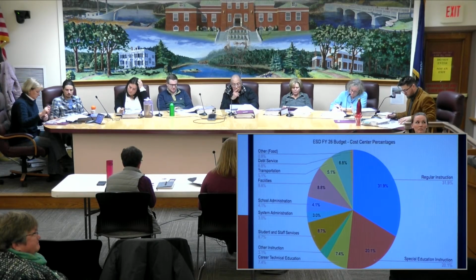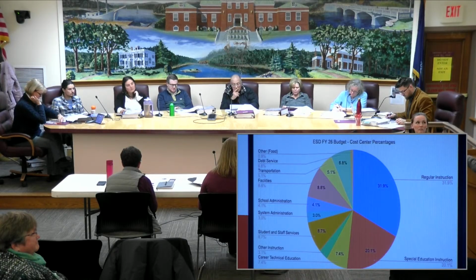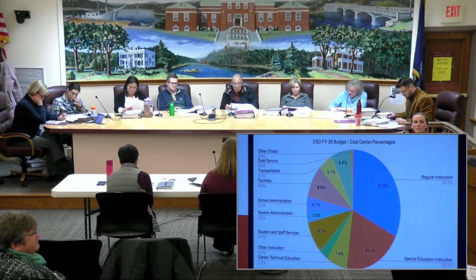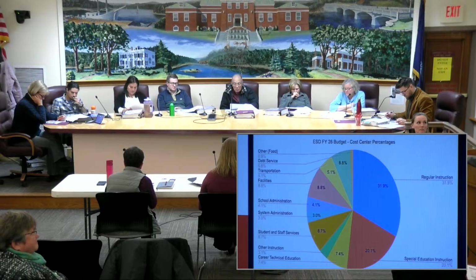So when you look at this, it's hard to see the percentages, but I can share. Regular instruction part of the budget is at 31.9%, special education at 20.1%, career and technical education 7.4%, other instruction 3.1%, student and staff services 8.7%, and other, which is your food service program, is at 0.9%.